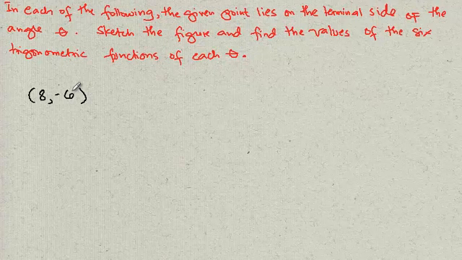Welcome back. Here we have this one. In each of the following, the given point lies on the terminal side of the angle theta. We're asked to sketch the figure and find the values of the six trigonometric functions of each theta. So we have this point, 8, negative 6.